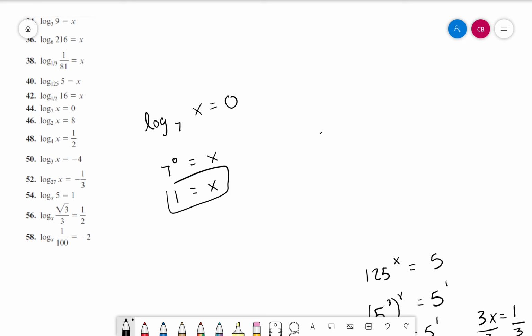Let's do log base 3 of x is equal to negative 4. 3 to the negative 4 is equal to x, which means 1 over 81 is equal to x.